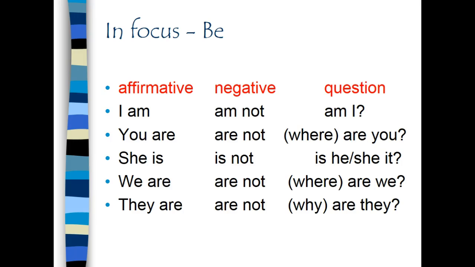To make a question, we invert the verb and the subject. So, am I? Where are you? Is he, she, or it? Where are we, or are we, for example? Or are they? Why are they?